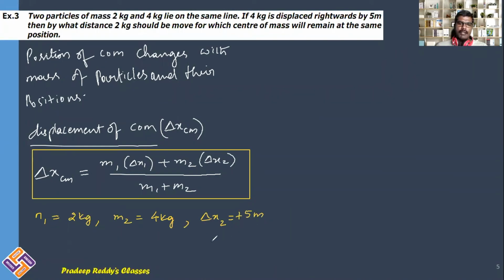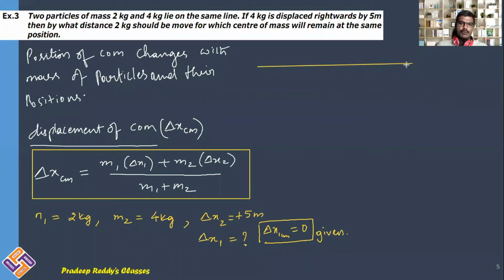Then you should find out delta x1 is equal to how much, and the position of the center of mass will remain at the same. That means delta xcm is equal to 0. This is given, right? Now you have mass.